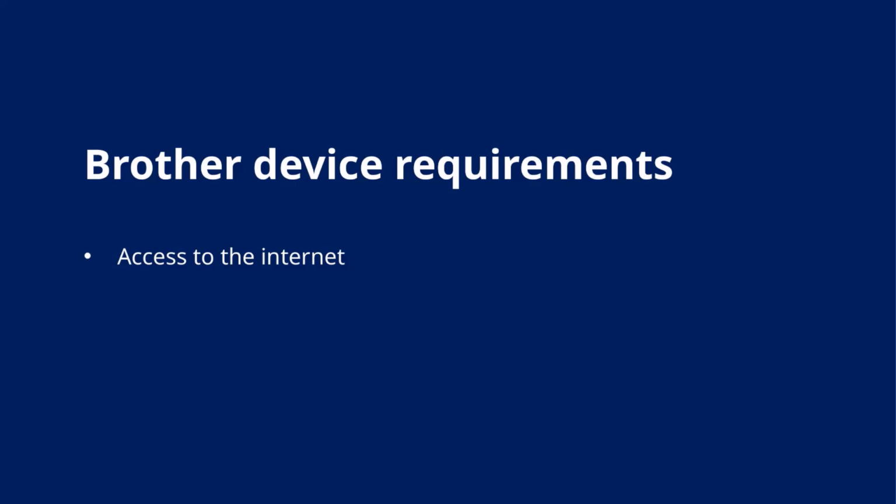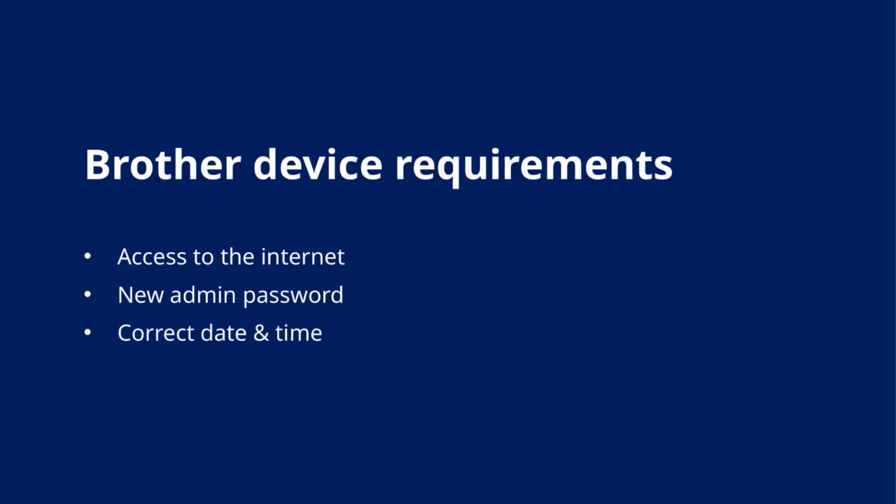Each Brother device being connected to Microsoft Universal Print will always require access to the Internet. Brother devices will also need to have their default admin passwords changed. There is a link on the screen to another video showing you how to do this for one device, as well as multiple devices simultaneously.